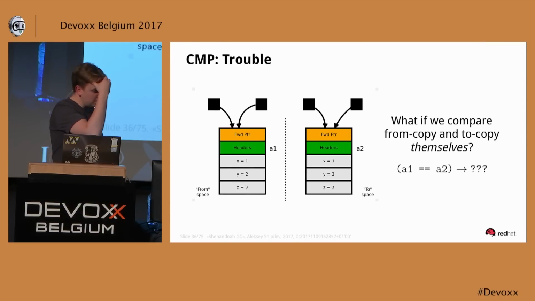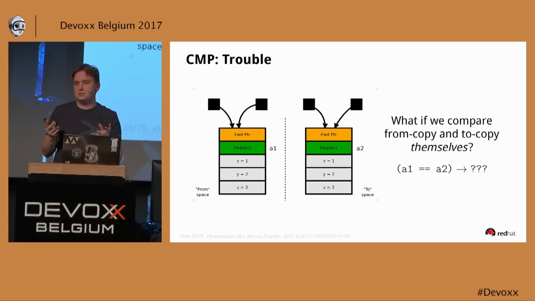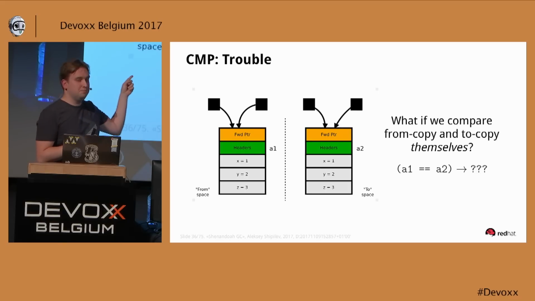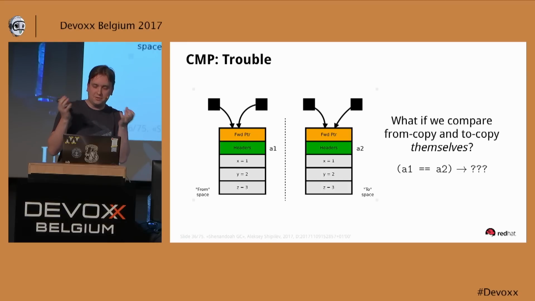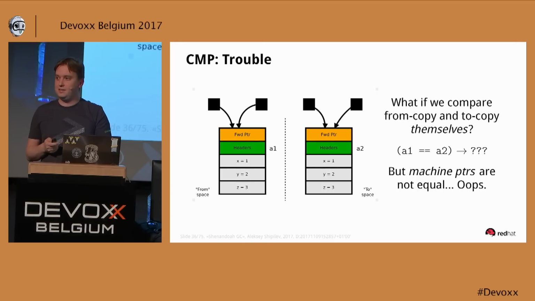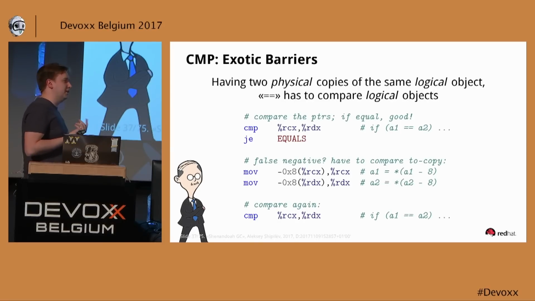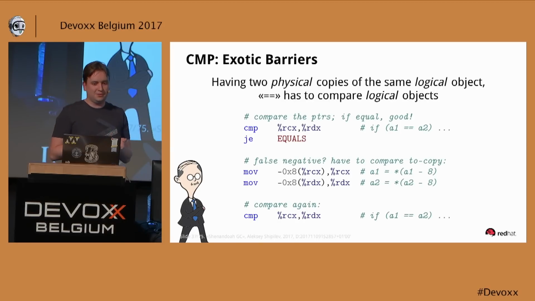Shenandoah-specific trouble. Now that we have 2 copies of the same object, how does the reference equality work? The JVMs right now, they just say, okay, if the user wants to do ACMP, a reference comparison between 2 references, we just compare the machine pointers. But for Shenandoah, it's not true anymore, because in some cases, machine pointers are not equal, because they're pointing to the different copies of the same object, which means that you have to do additional things to make it work right.